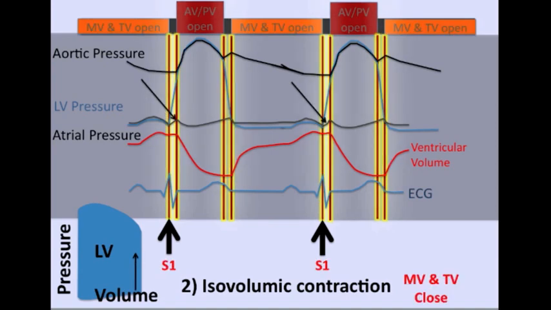So now we see that all the valves are closed for a brief moment. And at this time, pressure is building up very fast in the ventricle. It can't push blood backwards because the mitral valve is closed. And it can't push blood forward because the aortic valve has not opened yet.